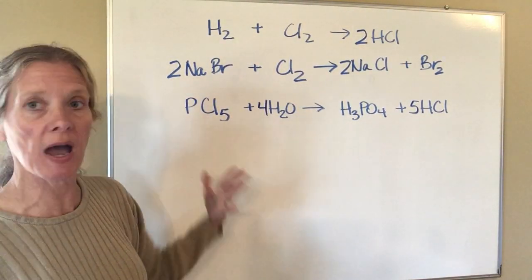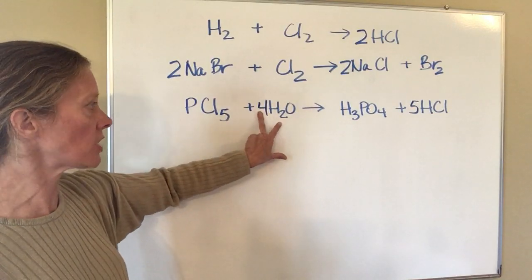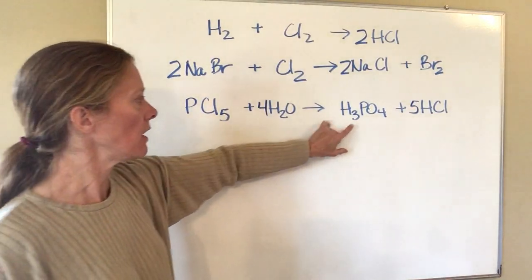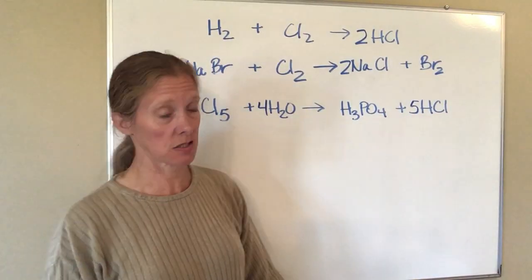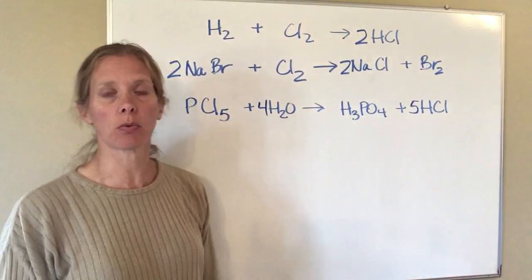So now let's see where my hydrogen has left me. I've got 4 times 2 is 8 on this side. I have 3 here, and I have 5 here, which makes 8. Okay, so that means that everything in this equation is now balanced.